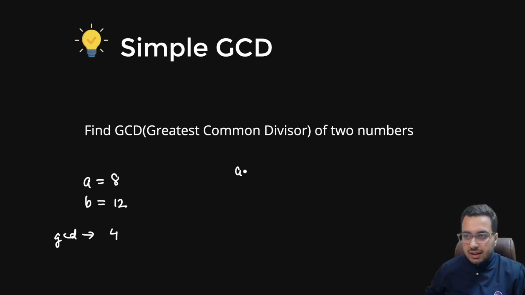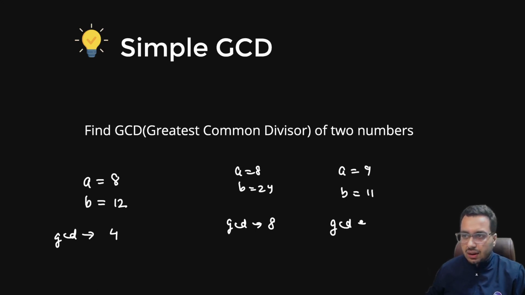Okay, for example, if A is 8 and B is, let's say, 24. So in this case, the GCD would be nothing but 8, because 8 divides 8 and 8 also divides 24. And maybe there is a number, let's say A is 9 and let's say B is 11. In this case, the GCD is 1. There is no common divisor except 1 between the two numbers, okay?